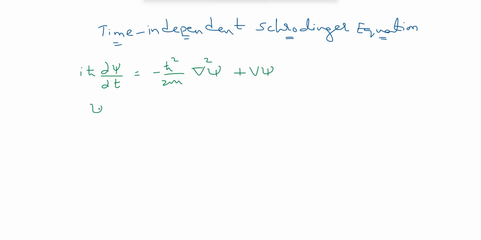So we have psi of r comma t. Now, as the potential is independent of time, we may split the wave function into two functions. One is a function of time, and the other is a function of space. So, f of t and phi of r, in terms of time and space coordinates.